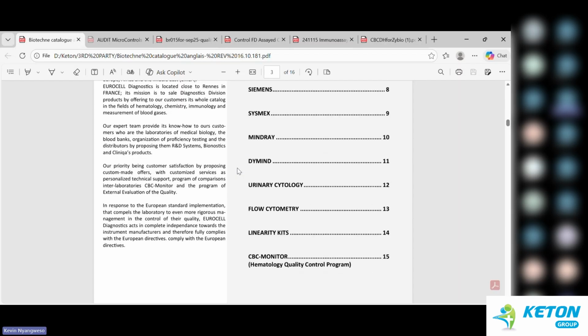So with these samples, you can independently verify your analyzer performance and the reagents that the manufacturer has given you, without using the manufacturer controls that could be maybe biased towards their reagents.